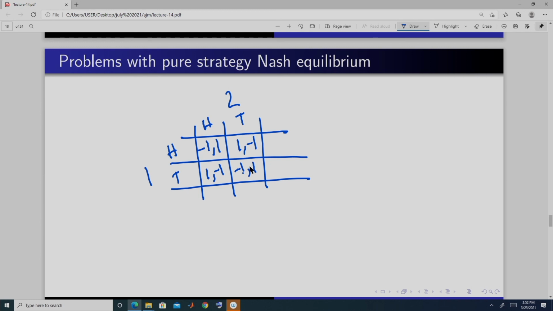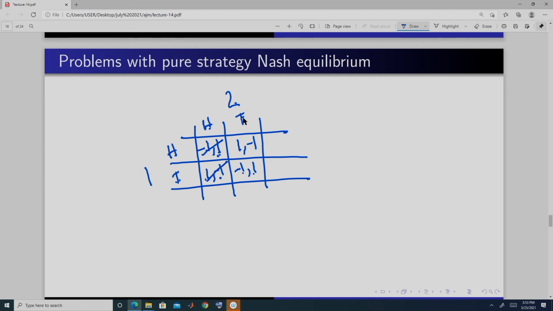Now, here we will see that there is no pure strategy Nash equilibrium. If player 1 plays H, then the best response for player 2 is to play H, 1 and -1. When player 2 plays H, the best response for player 1 is to play tail because -1 and 1. Okay. So, it will deviate. So, this H is not a Nash equilibrium. Now, if player 1 plays tail, the best response for player 2 is to compare between these two, head and tail, and it is tail rather than head. So, this is not a Nash equilibrium.